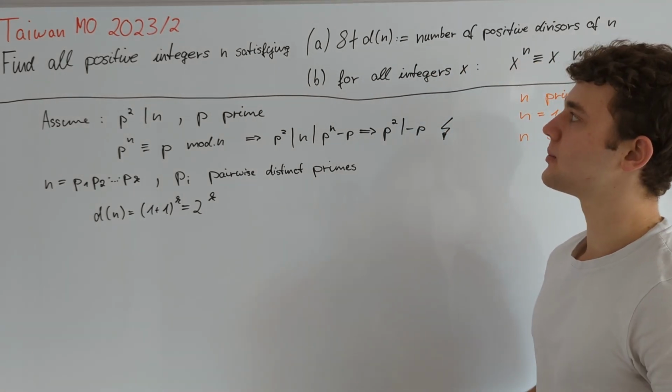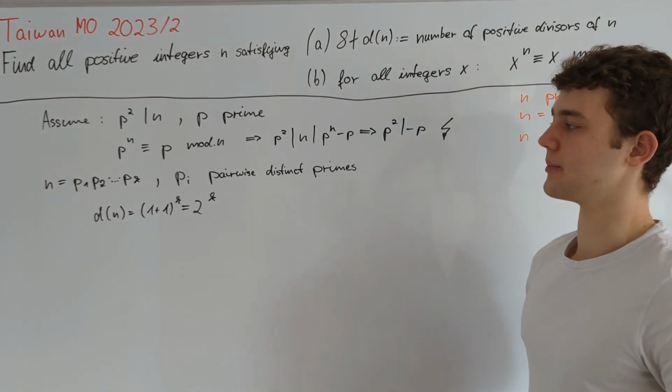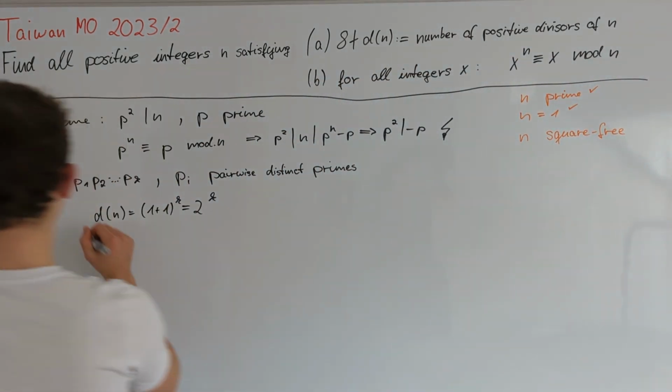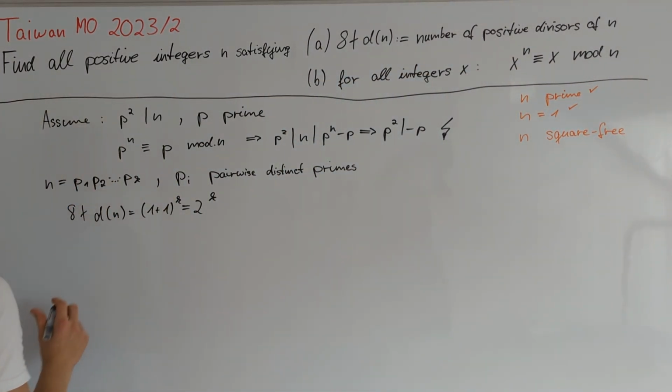And now we see why condition A was added to the problem, because we are given that 8 should not divide d(n).